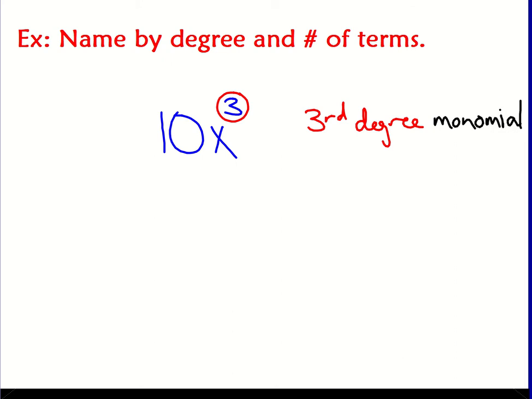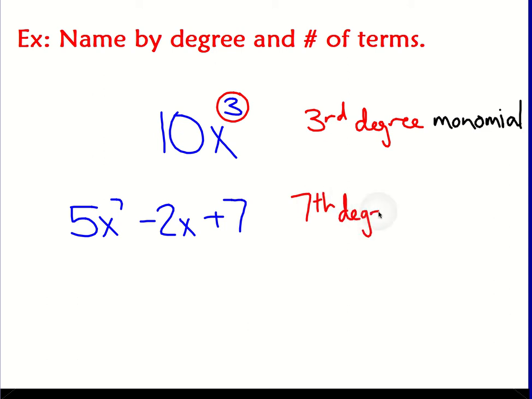Let's look at another example. Let's say I have 5x to the 7th minus 2x plus 7. This would be a 7th degree, since 7 is the highest variable exponent. And then I have 3 terms here.